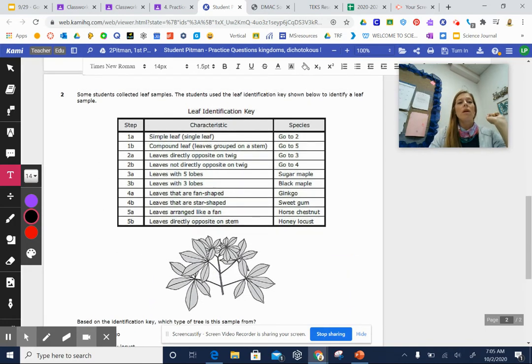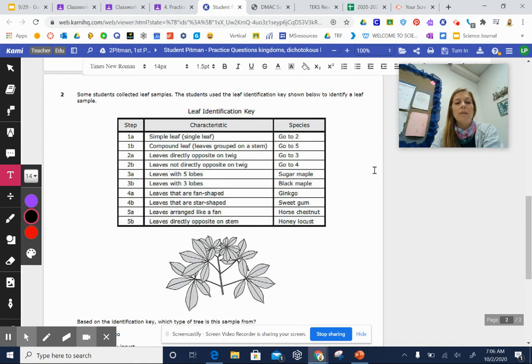Question 2. Some students collected leaf samples. The students used the leaf identification key shown below to identify a leaf sample. Leaf identification key. Step, characteristic, species. 1A, simple leaf, single leaf. 1B, compound leaf, leaves grouped on a stem. 2A, leaves directly opposite on twig. 2B, leaves not directly opposite on twig. 3A, leaves with 5 lobes. 3B, leaves with 3 lobes.